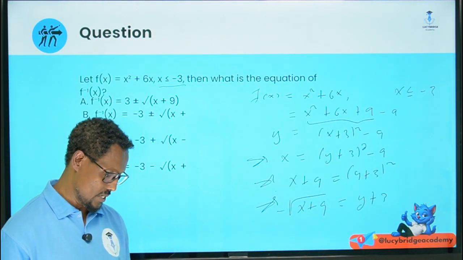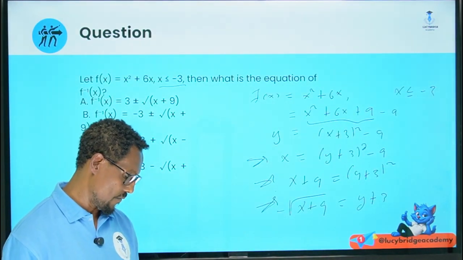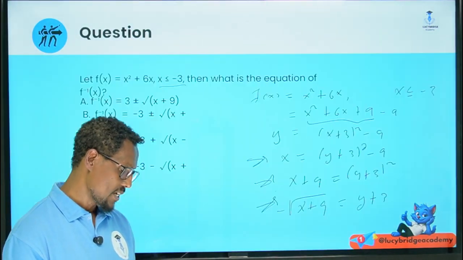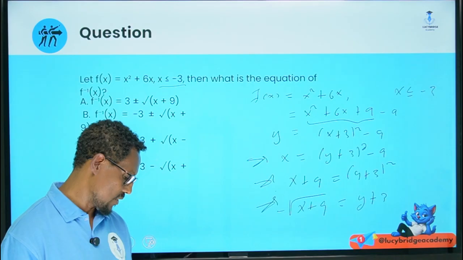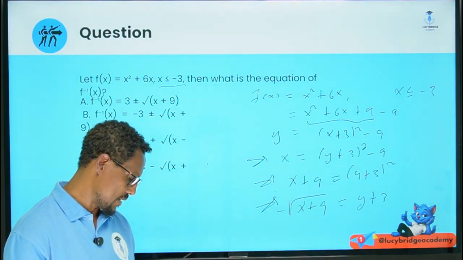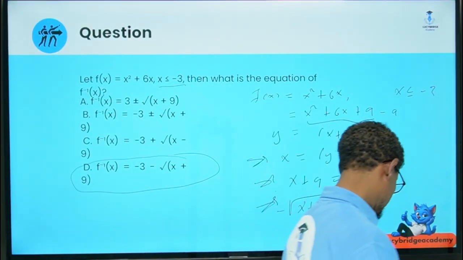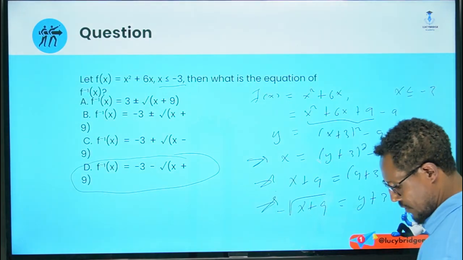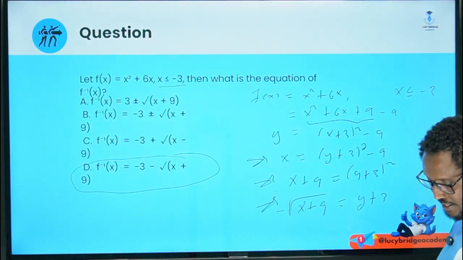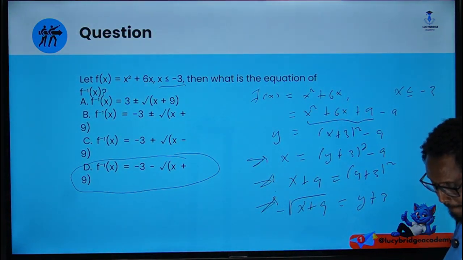Okay, so let f of x be given, then what is the equation of f inverse of x? Minus 3 minus the square root of x plus 9 is what we take. The answer is D, right? The answer is D. F inverse of x is equal to minus 3 minus the square root of x plus 9.